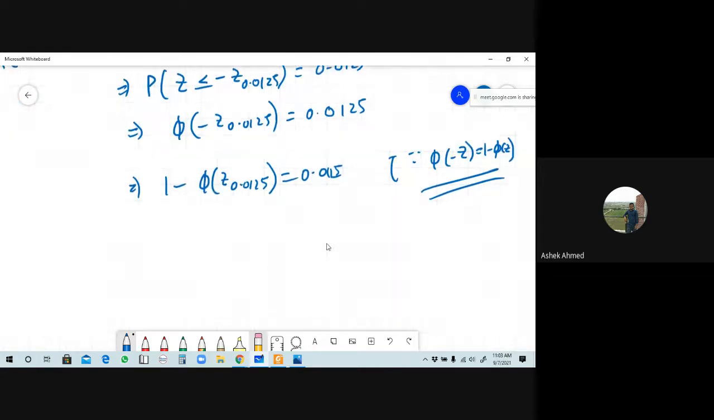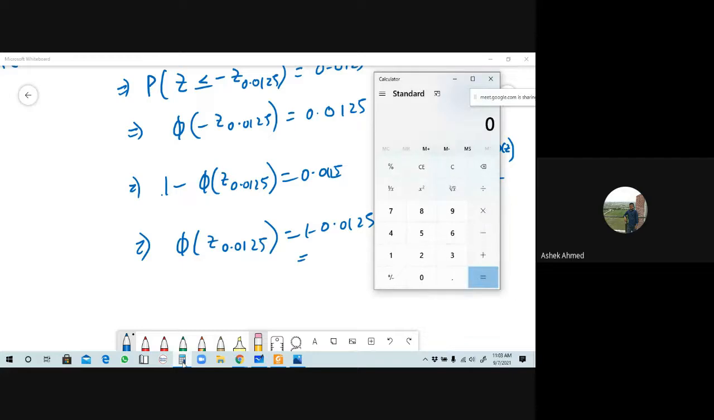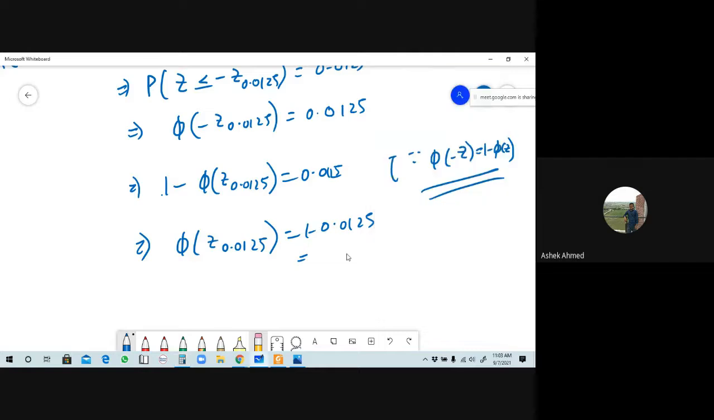So from here tell me the values of phi of z suffix 0.0125 will be what? 1 minus this 0.0125. So what will this value be? If you subtract 0.0125 from 1, what will that be? That will be 0.9875. Understand? So now you have to find out the values of z from the corresponding values.